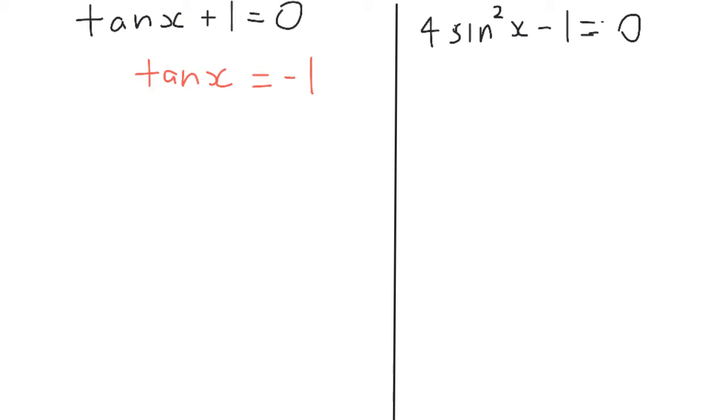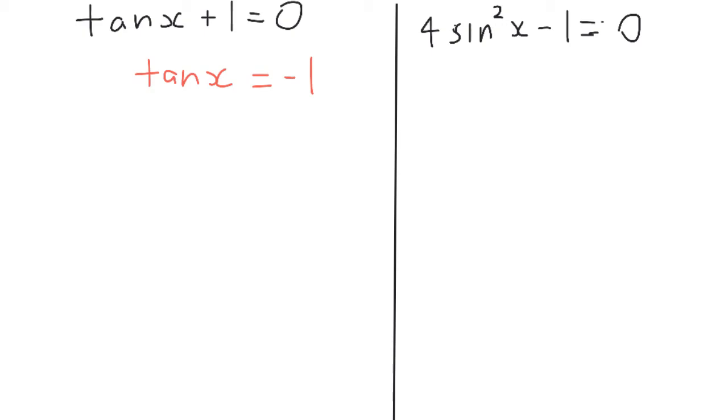By the way, for both of these equations, we're going to be solving between 0 and 2 pi. That's where our solution set is going to lie. Between 0 and 2 pi, we're going to answer in radians here. We could answer in degrees as well if we'd like, but I'm saying we're going to answer in radians. So I've got tan x equals negative 1.